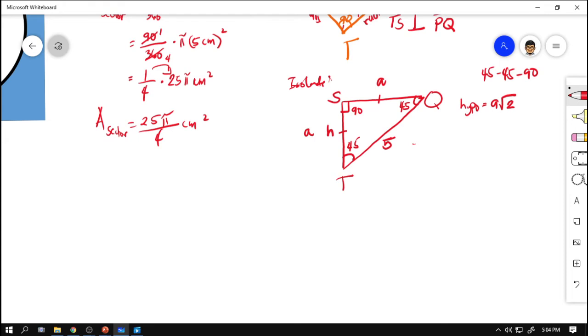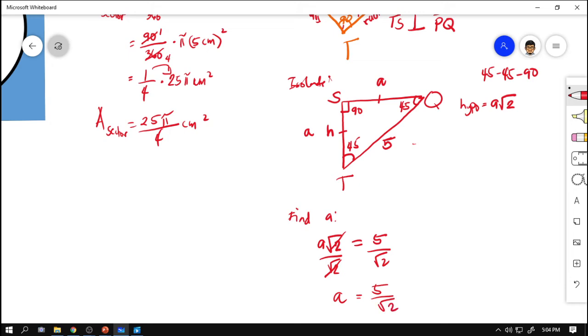So, if SQ and ST are both A, and TQ is 5, let's find A. Okay, and we know that the hypotenuse must be A square root of 2. And in our given, ang hypotenuse natin ay 5. Okay, now let's find A by dividing both sides by square root of 2. Yan, mawawala na yan. Now, A is equal to 5 over square root of 2.